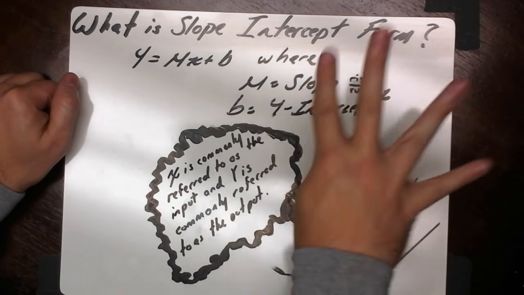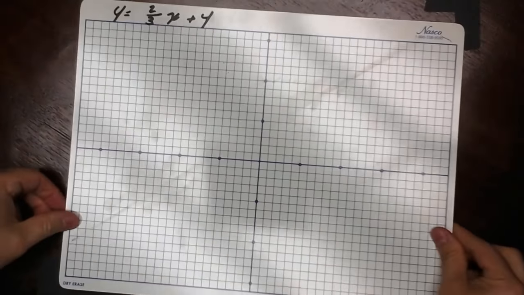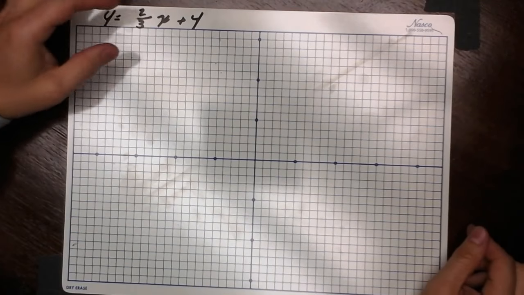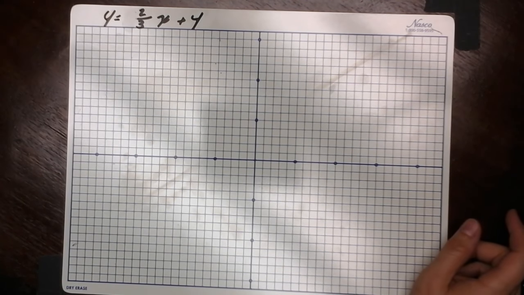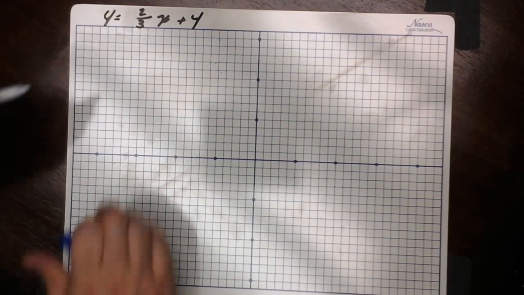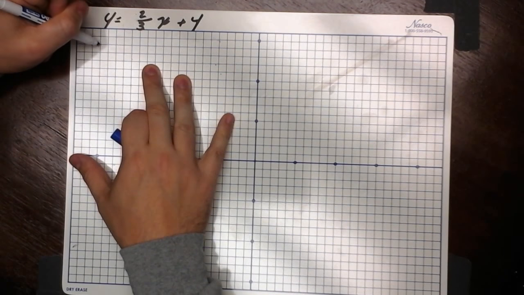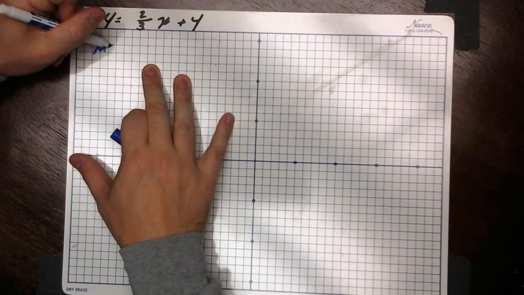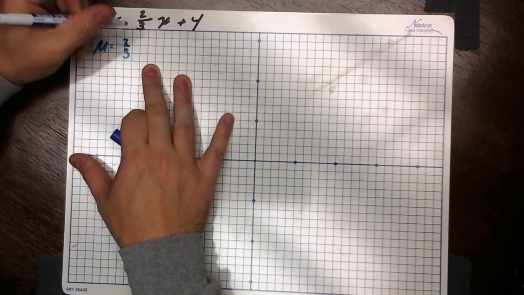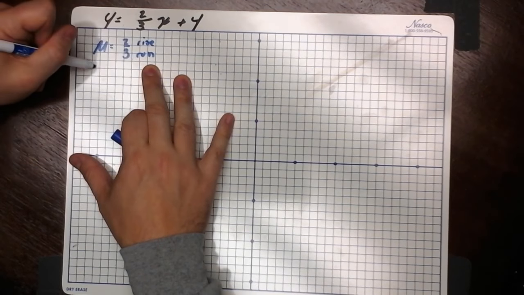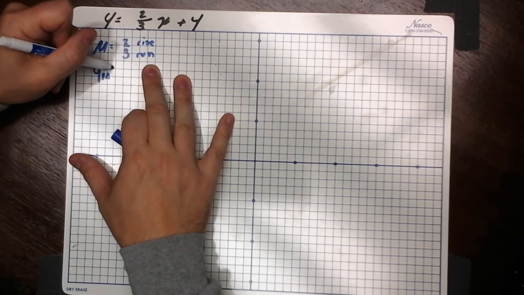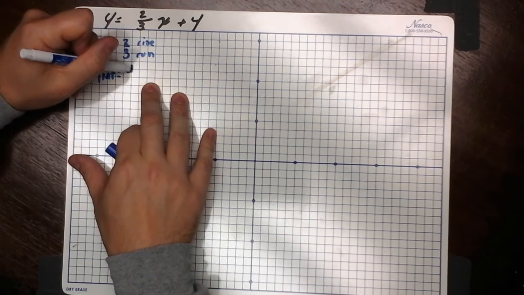Alright, let's go over our four examples. So now, example 1. This is a positive line, and I'll explain that to you. And this is y equals 2 over 3x plus 4. The slope here, which I'm going to write in a cleverly chosen blue marker, is going to be 2 over 3. So that's rise over run. The y-intercept is going to be 4.